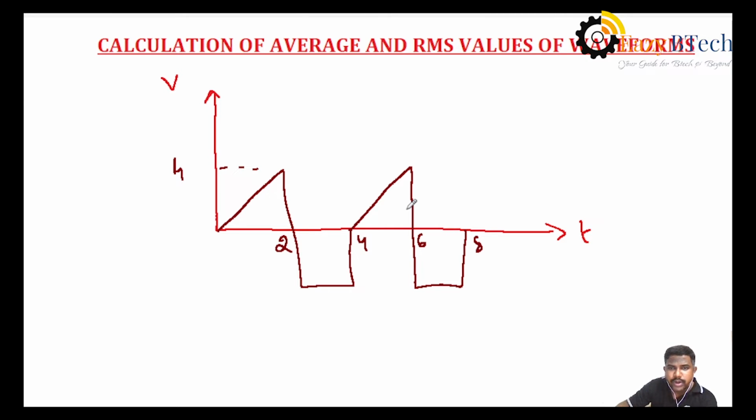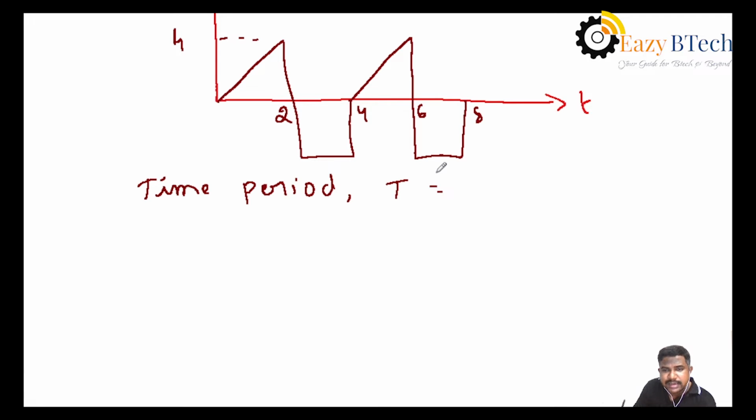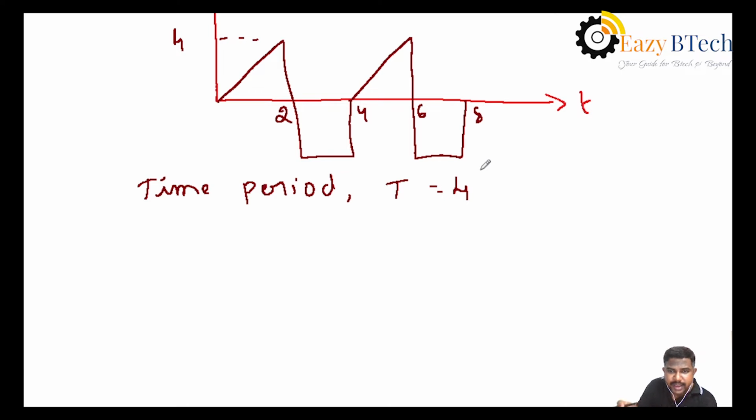Okay. Then before going to calculation of RMS and average values, you must find out the time period for the given waveform. Let us find out first of all the time period T. From the waveform, observe what the time period value is here. That is exactly 4. Why? Because after 4, the same previous waveform will be repeated again. That's why where the waveform repeats, we call that instant the time period.